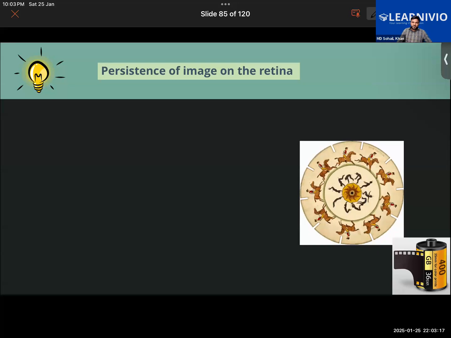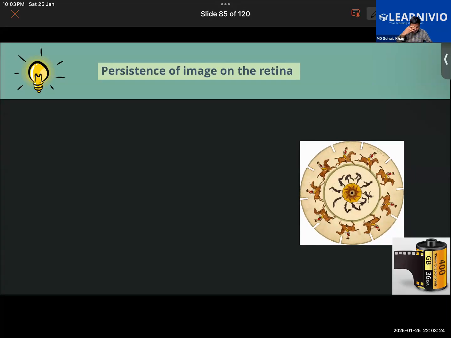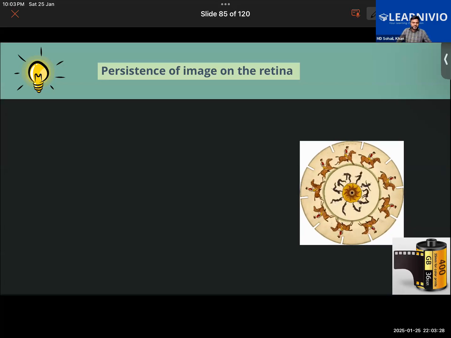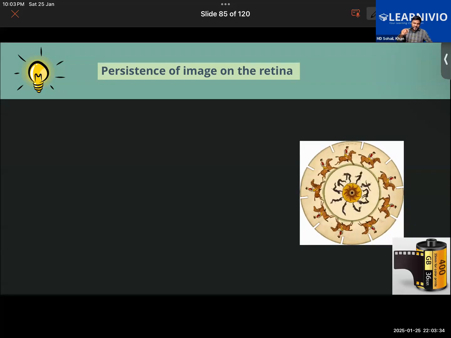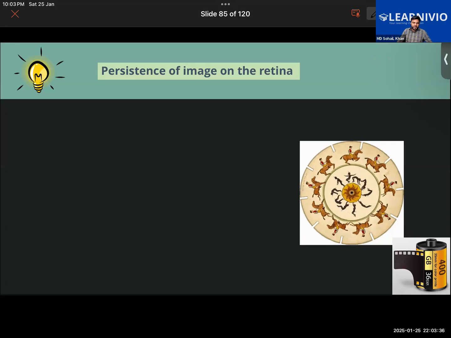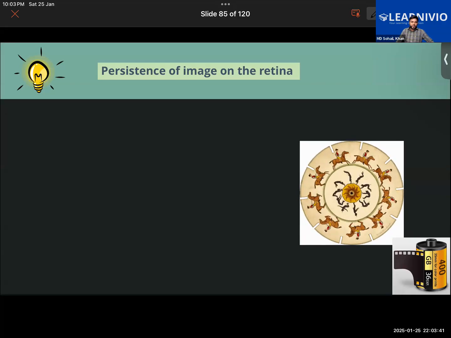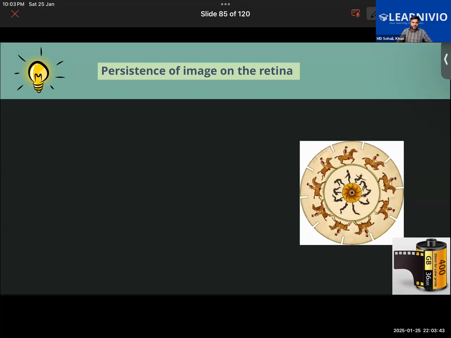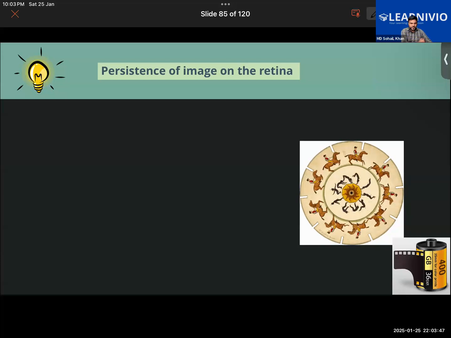So persistence of vision is used in filmmaking also. Nowadays we have got different technology, but earlier it was used, right? So it can create the illusion of motion, that something is in motion. Earlier, when the silent films were made, motion pictures were made basically, this was being used there.